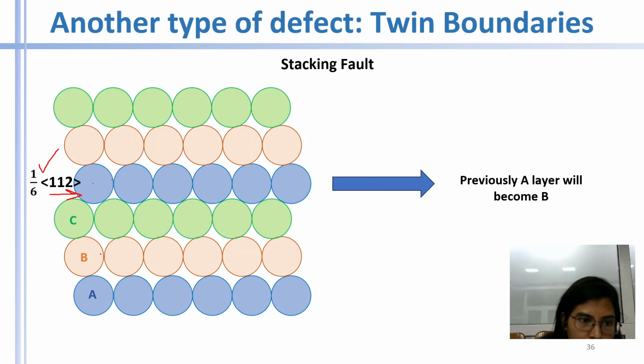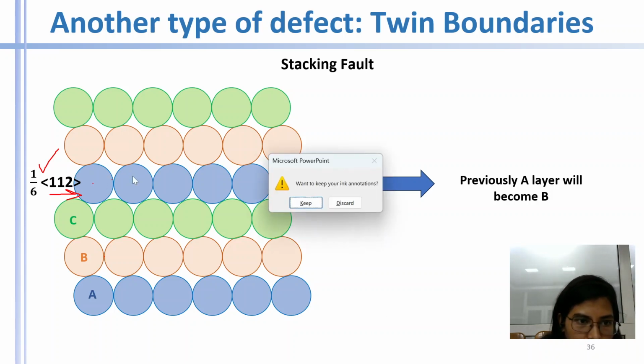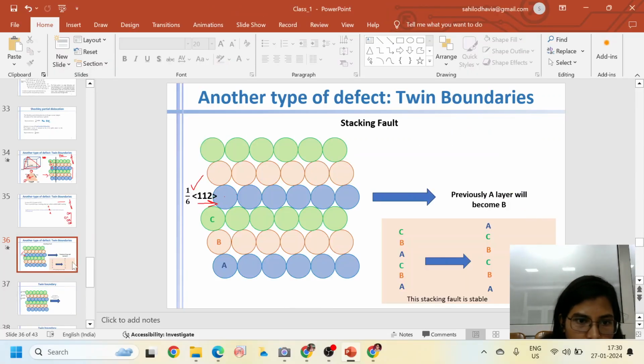What I'm trying to say is, suppose this atom is starting from here. If I draw a line here, this atom will also start from here. So let me show that to you.